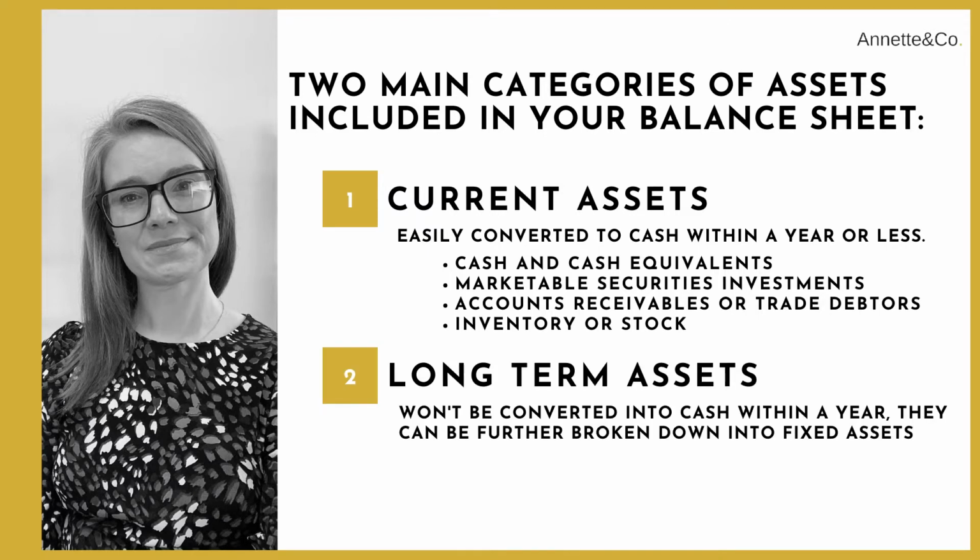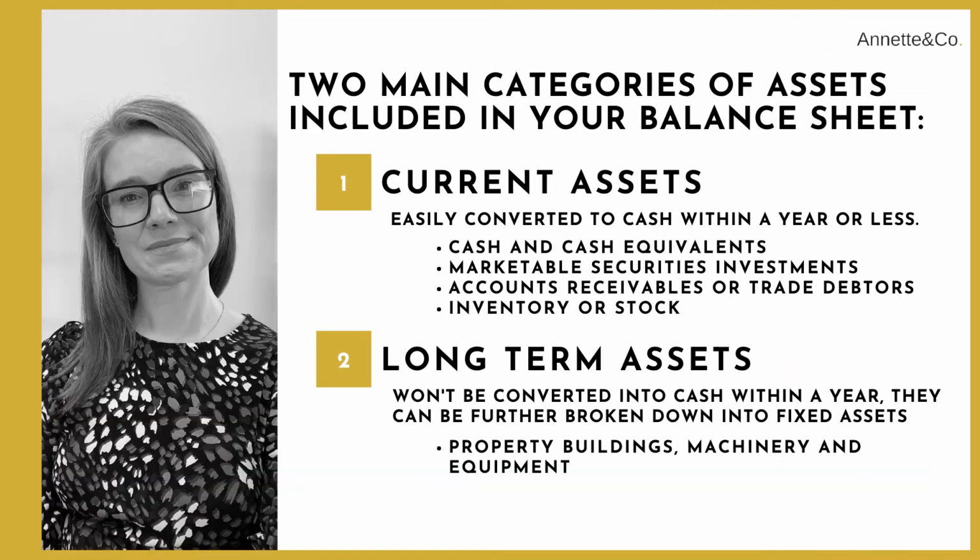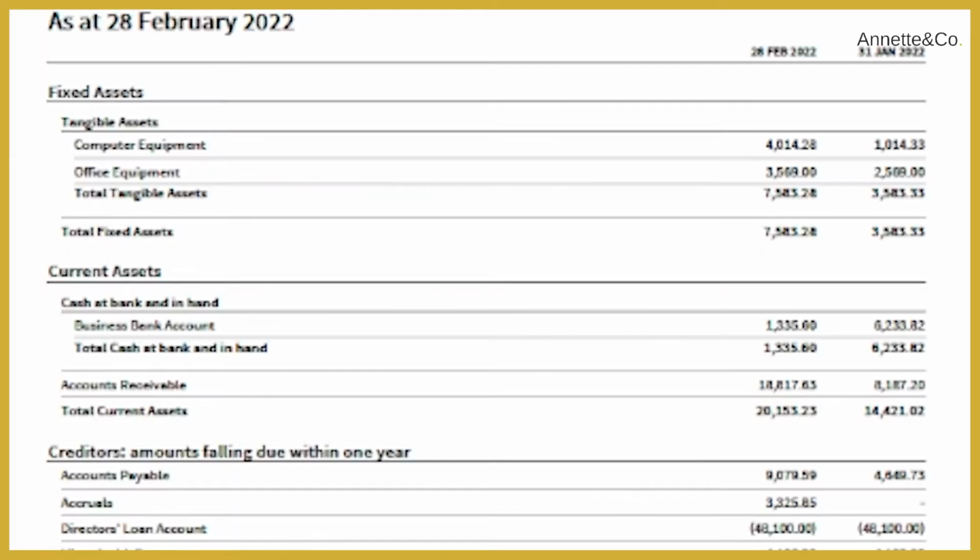We then have long-term assets. Long-term assets won't be converted into cash within a year. They can be further broken down into fixed assets, which include property, buildings, machinery, and equipment like computer equipment. Long-term securities, which are investments that cannot be sold within a year. And intangible assets. These are assets that aren't physical objects and include things like copyright, franchise agreements, and patents. All of that make up this top assets section of the balance sheet.